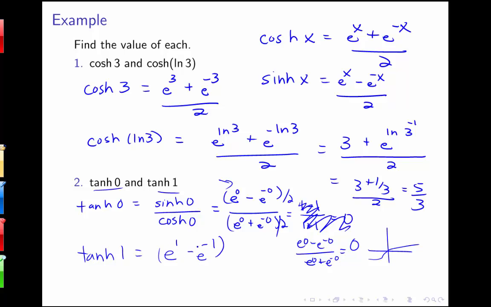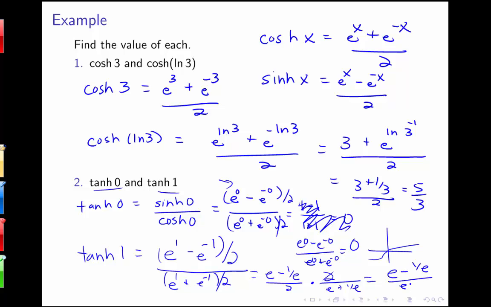We're going to have this quantity over 2 divided by e to the 1 plus e to the negative 1, again, all over 2. So we'll see how those 2's will cancel. So I've got e minus 1 over e all over 2. Then that would be times 2 over e plus 1 over e. When I divide by this fraction, I'm multiplying by the reciprocal. So that's why those 2's cancel. So I would have e minus 1 over e plus 1 over e. And that would be my value of tangent.